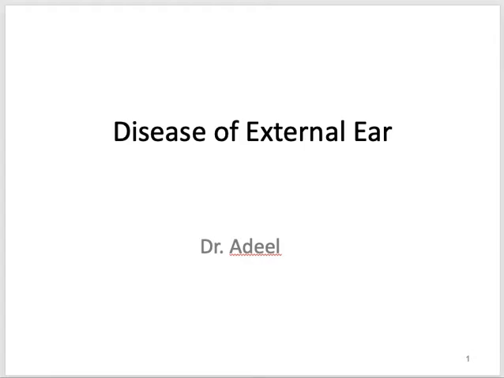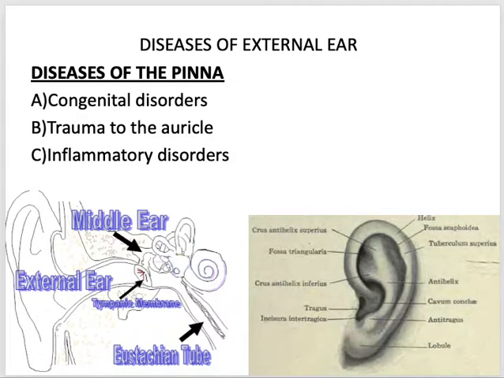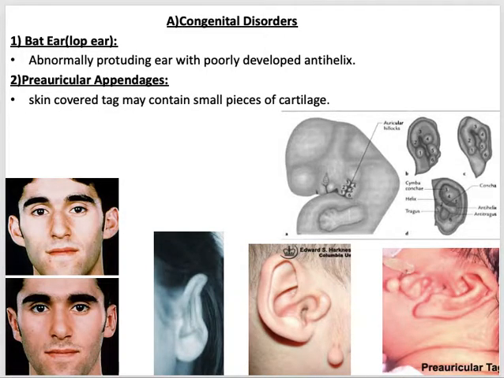So, first of all, in the diseases of the external ear, we are going to discuss the pinna disorders. Now, there could be congenital disorders, traumatic disorders, inflammatory disorders, as well as neoplastic disorders. The importance of these disorders is not so much, but we will cover them one by one. So, you can say that there are many congenital abnormalities which can affect the ears.